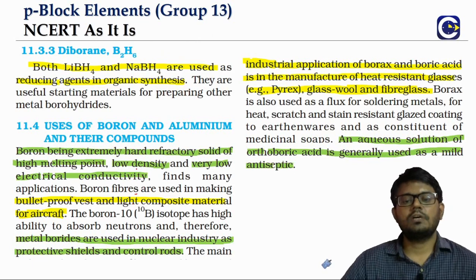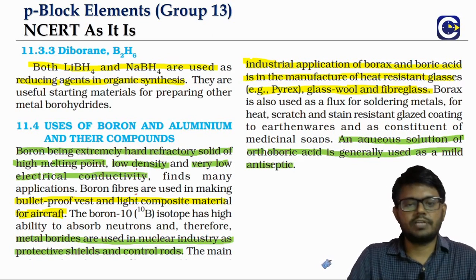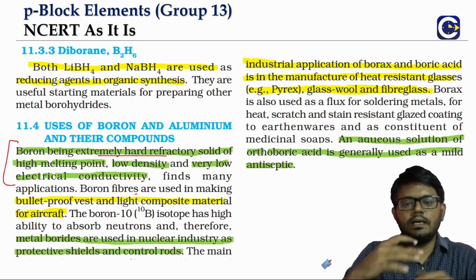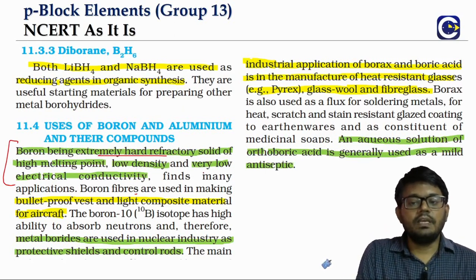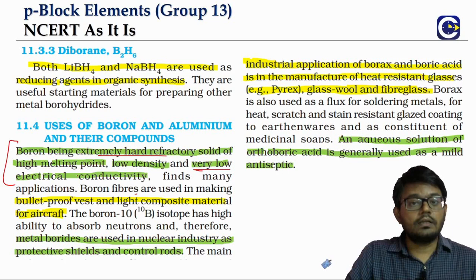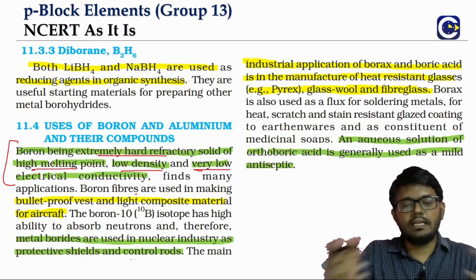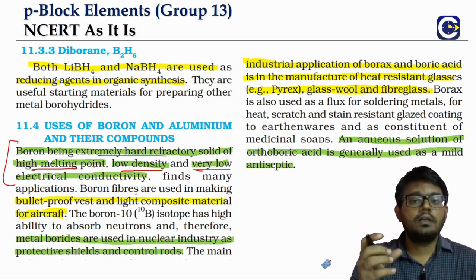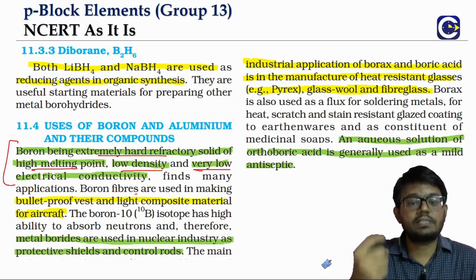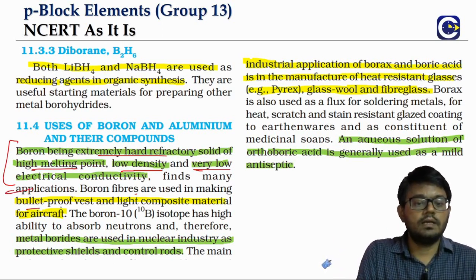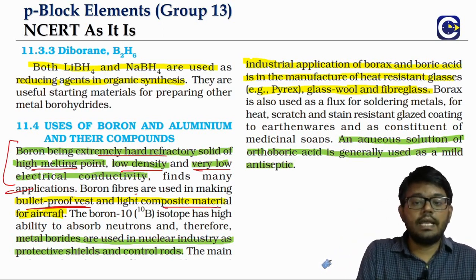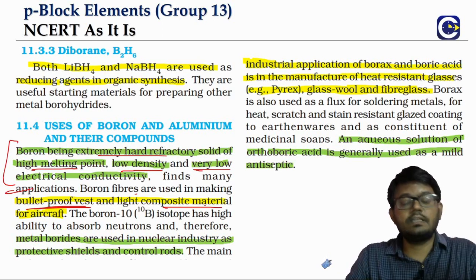Talking about the uses of boron, aluminum and their compounds, boron has some very interesting characteristics. It's extremely hard, with very low electrical conductivity, low density and a high melting point. As a result, these compounds are used where we require high strength, like making bulletproof vests and light composite material for aircraft.